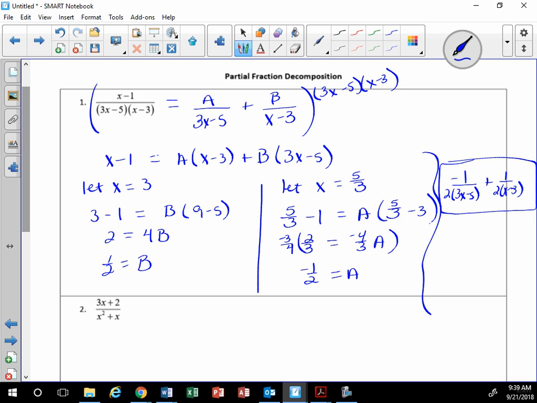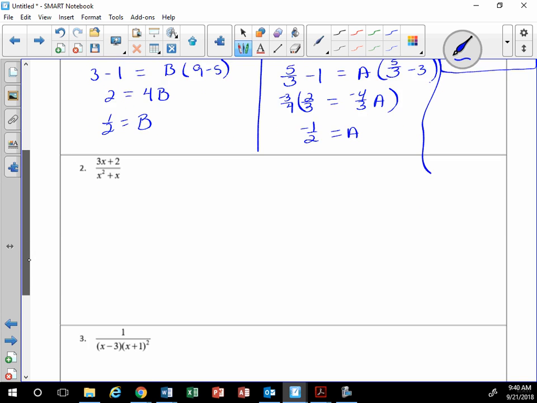Nope, because I want you to show that these are the denominators, these are still there, okay? Question? All right.